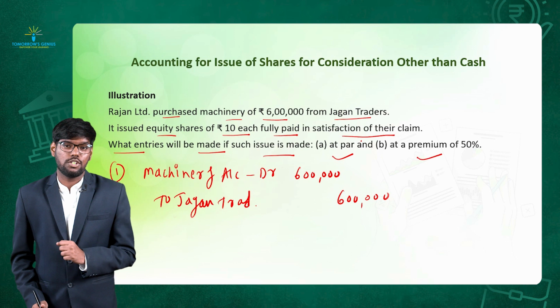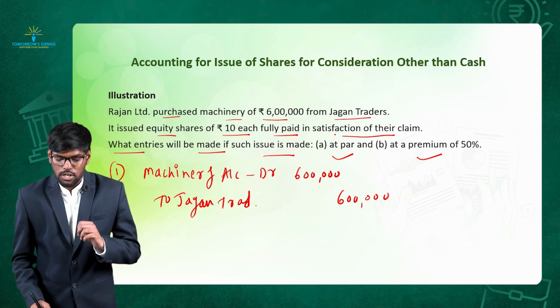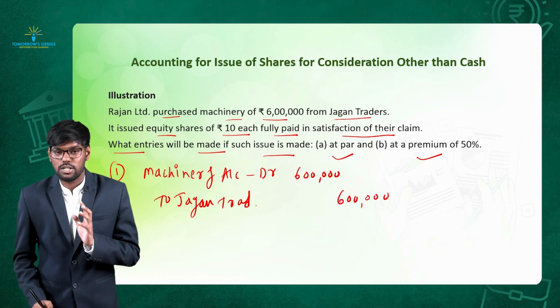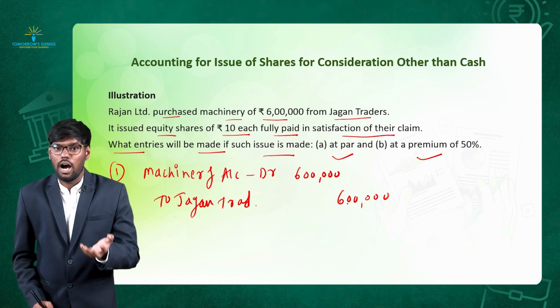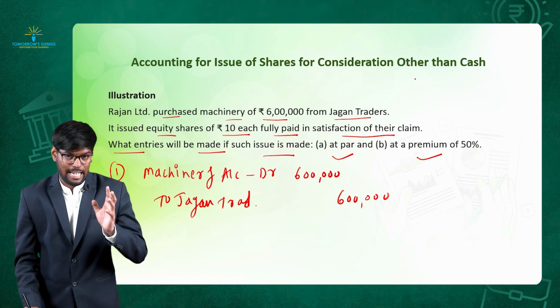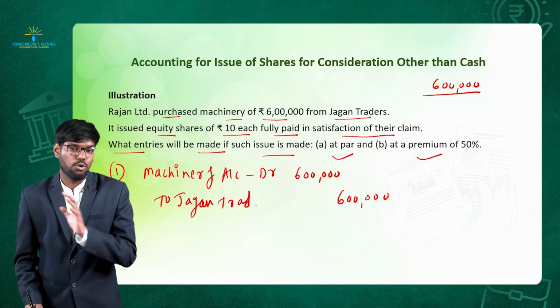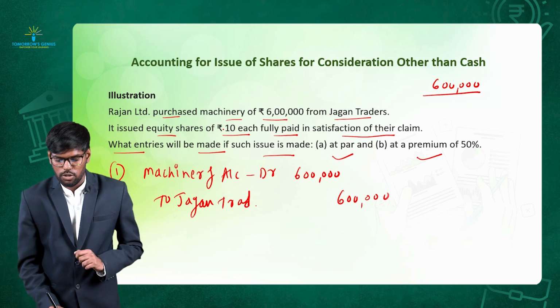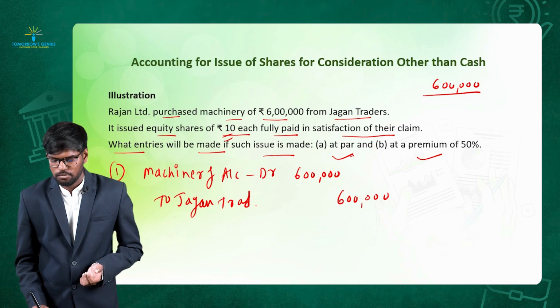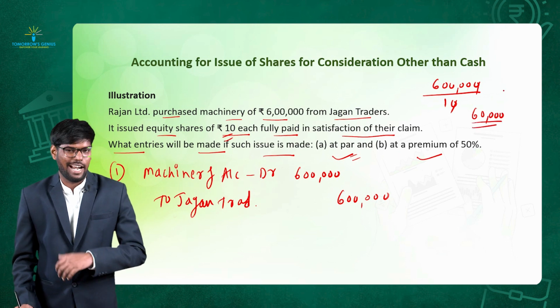So after passing this journal entry, we have to see now issue of shares at par and issue of shares at premium. Suppose we are settling this 6 lakh rupees by issuing them our company shares at par only. So if I calculate the number of shares, the number of shares will be total amount divided by issue price per share. Your issue price per share is 10 only, because we are issuing at par, right? Divided by 10, I will be getting 60,000 shares that the company is issuing to Jagan Traders, right, at rupees 6 lakhs.